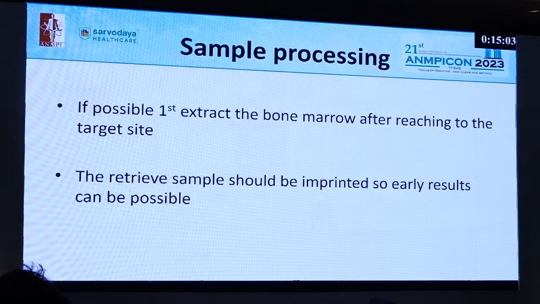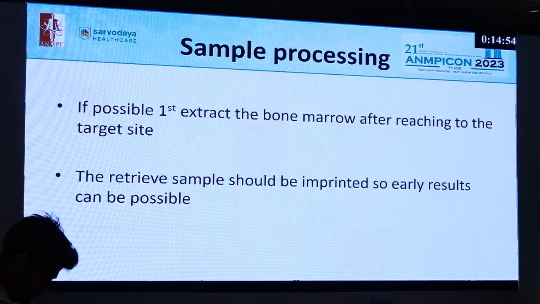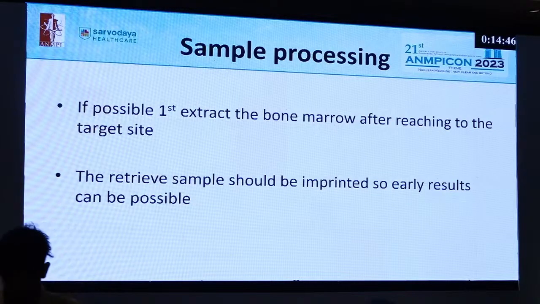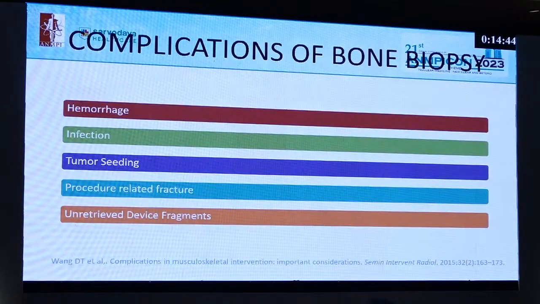If possible, we are extracting the bone marrow from the sample site, and then we start taking out the sample. And the second thing we do, when we have retracted the bone pieces from the target site, is prepare the imprints using 2 slides for possible early results.